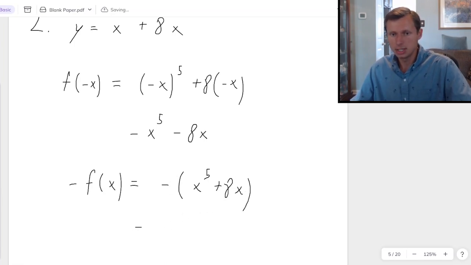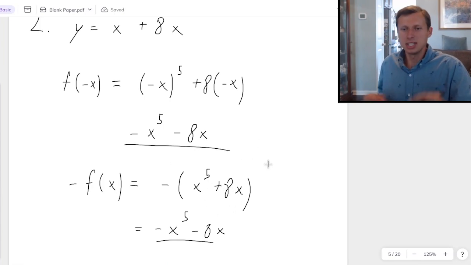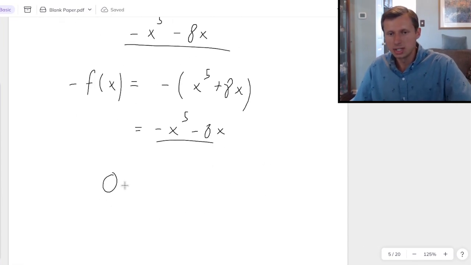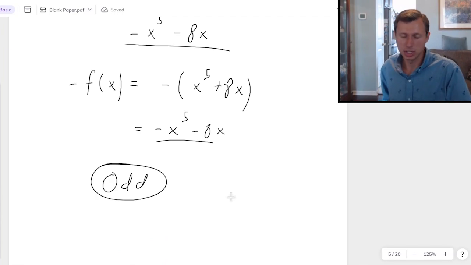So that's going to be negative x to the 5th minus 8x. And does this negative f of x equal f of negative x from earlier? And the answer is yes, they are an exact match, which means that this function was odd, and it does have origin symmetry, if the question asked for that.